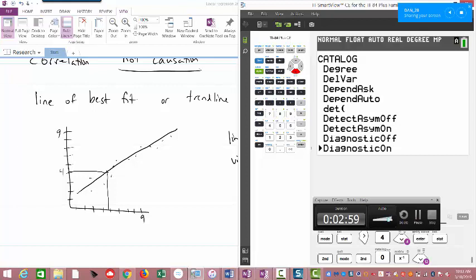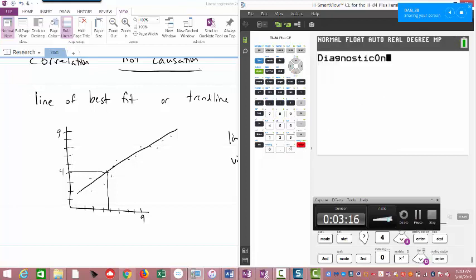Okay, so see how you have diagnostic off and diagnostic on. D-I-A-G, just keep scrolling down through the D's. Okay, put the little arrow by diagnostic on, hit enter, that pastes it to your command screen, hit it again, it'll say done. Okay, you need diagnostic on.